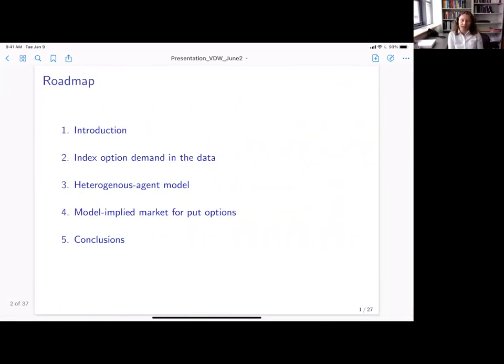Okay, so my plan for today is the following. I will start with a quick introduction to motivate the topic, and then follow up with a few facts that are just meant to give us an idea about this market, the extent and the nature of index options traded in the data. And after that, a brief summary of the model and the main results. I promised that when discussing the theoretical part, I will go very easy on formulas and try to convey the main intuition using figures instead. And fingers crossed, I hope it works.